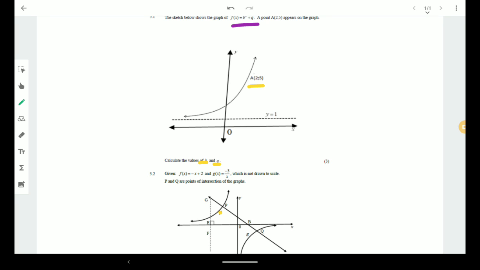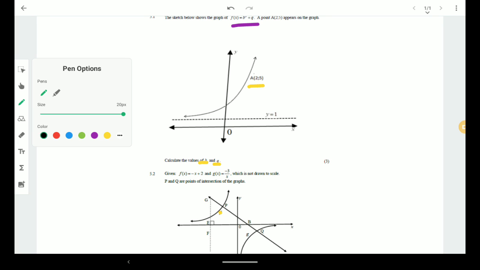So if we are asked a question like this, the first thing we think about is to substitute everything that we have into the given equation. So the equation given on top in the statement is f(x) = b^x + q. So we should compare this exponential graph. This is an exponential graph because we see the x at the top, the x is the exponent.